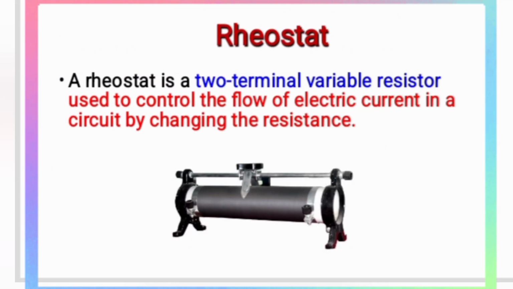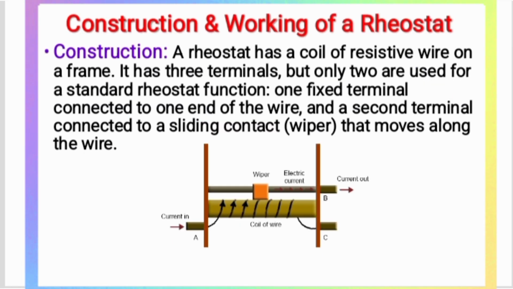Rheostat. A rheostat is a two-terminal variable resistor used to control the flow of electric current in a circuit by changing the resistance. Construction and working of rheostat. A rheostat has a coil of resistive wire on a frame. It has 3 terminals, but only 2 are used for a standard rheostat function, one fixed terminal connected to one end of the wire, and a second terminal connected to a sliding contact, wiper, that moves along the wire.